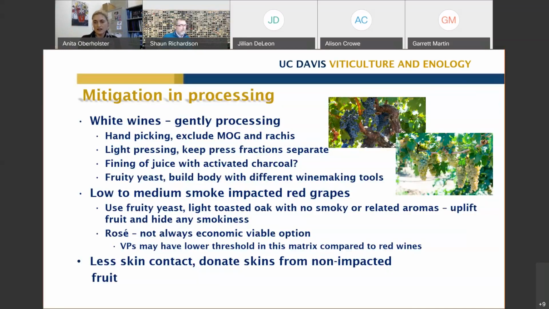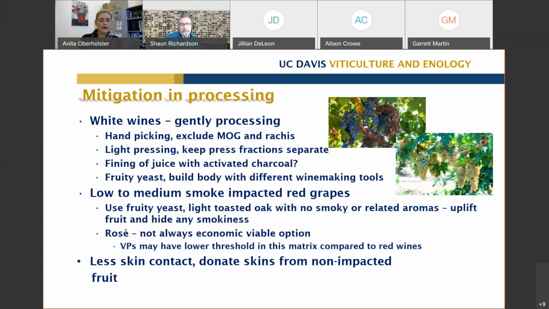For many, that's not an economically viable option. Something to remember: for a rosé with less skin contact, you will get less of the volatile phenols. But because it's a much simpler matrix, a smaller amount can still result in a problem because the threshold would be lower in that matrix.